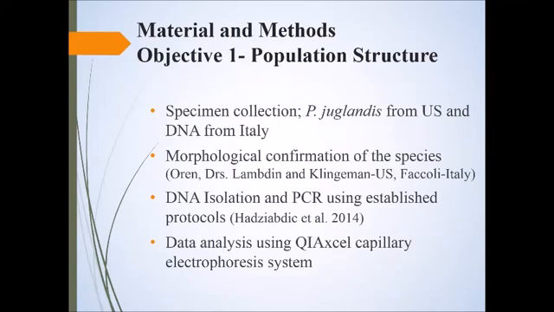For objective one, population structure of walnut twig beetle, materials and methods. Specimen collection: Pityophthorus juglandis will be collected from the US, and then we are going to have DNA from Italy. After that, morphological confirmation will be performed, then DNA isolation and PCR. And then the last thing, a capillary electrophoresis system will be used for my data analysis.